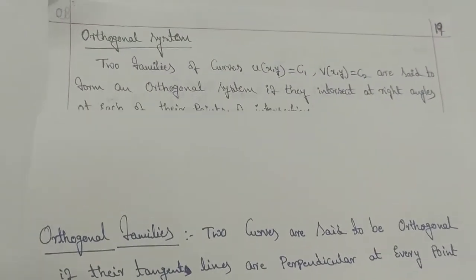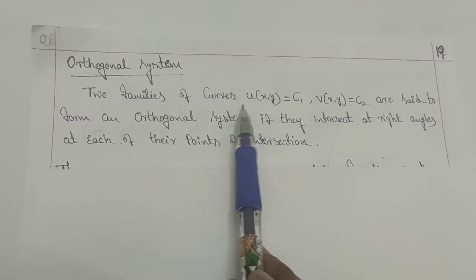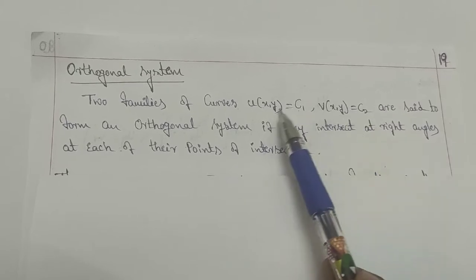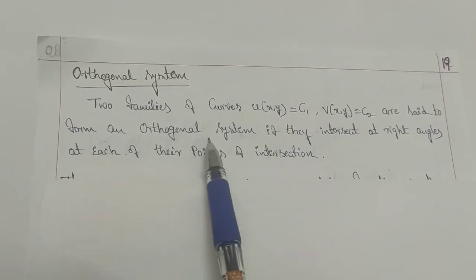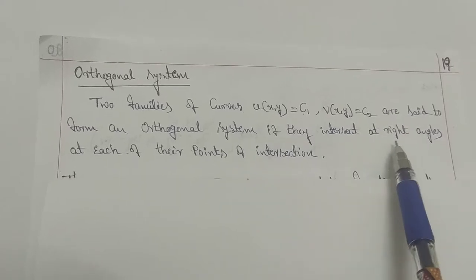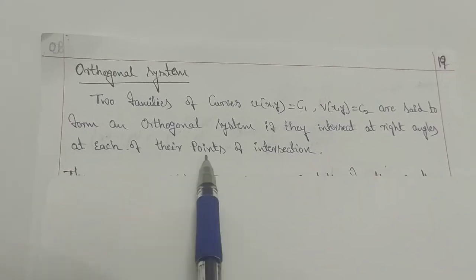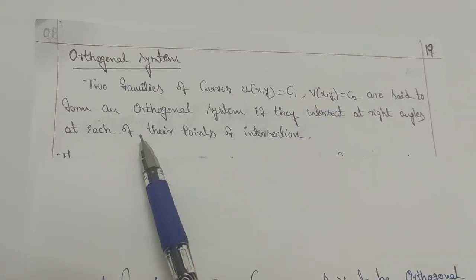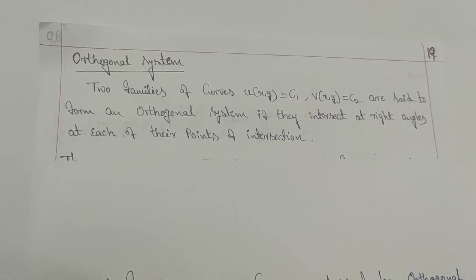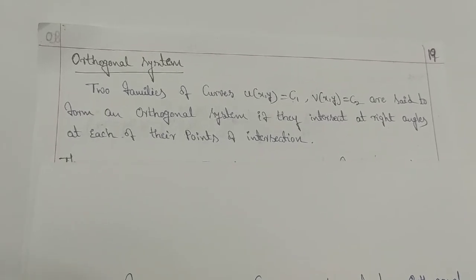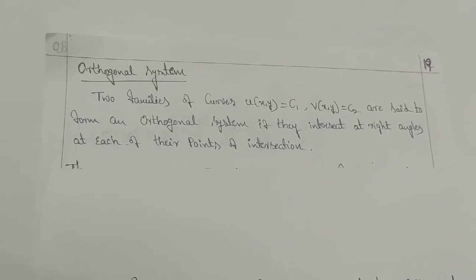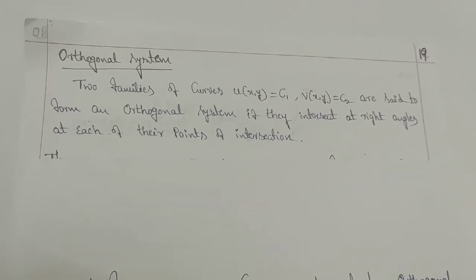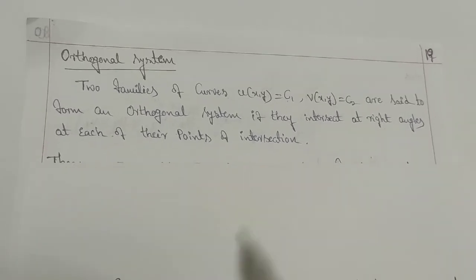We can express this as two families of curves u of x comma y is equals to c1 and v of x comma y is equals to c2. These two curves are said to form an orthogonal system if they intersect at right angles at each point of their intersection. That means if the tangents of these curves intersect at right angles at each point of their intersection, then we can say this is an orthogonal system.